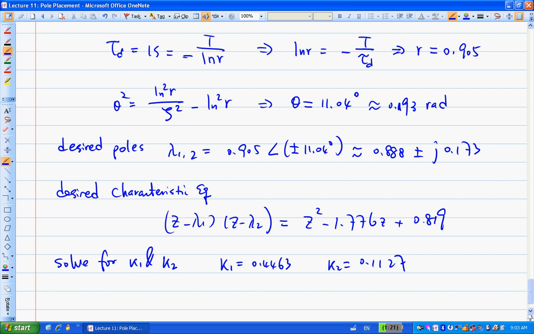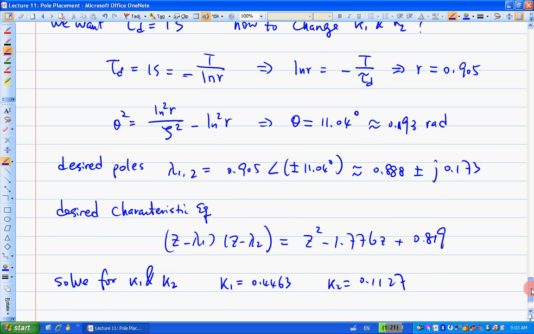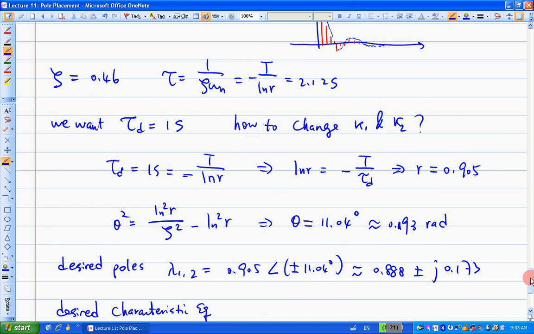So with this K1 and K2, you would have the desired time constant and the zeta value right here.